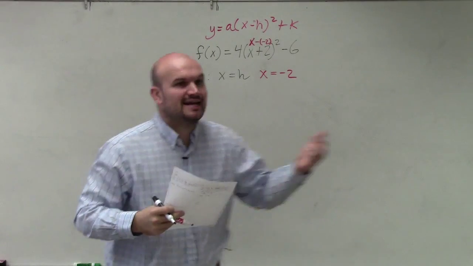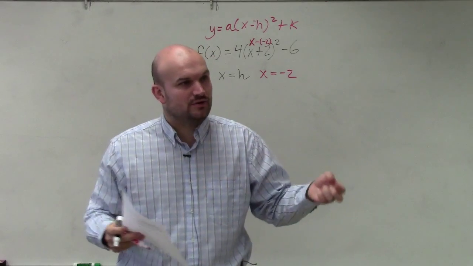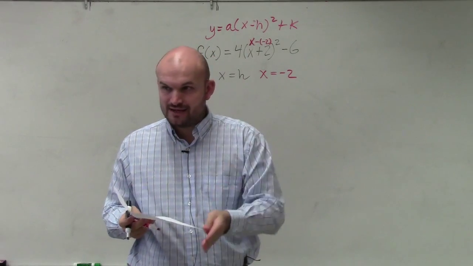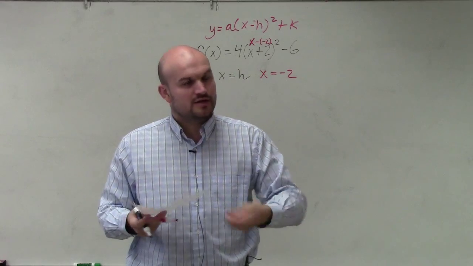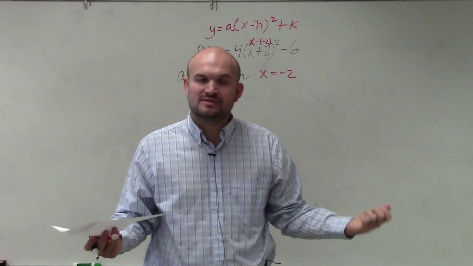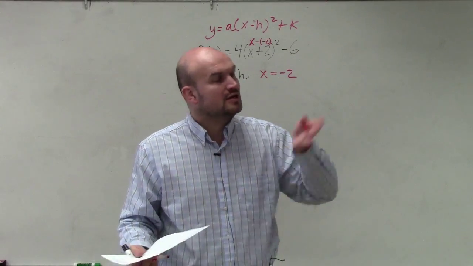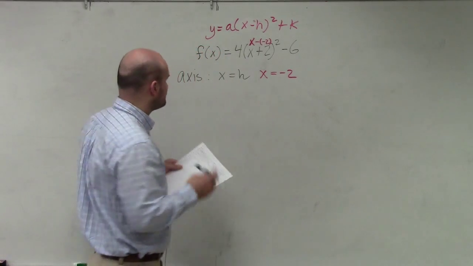Please note, it's not just negative 2. The axis of symmetry is a line, right, that the graph is symmetrical about. So to represent it as a line, we have to represent the equation. And it's a vertical line. So it's x equals negative 2.